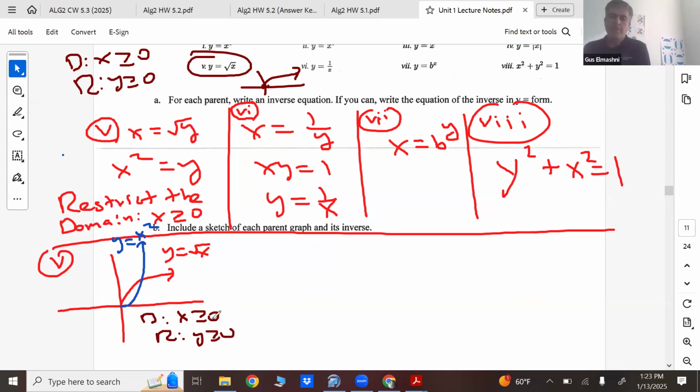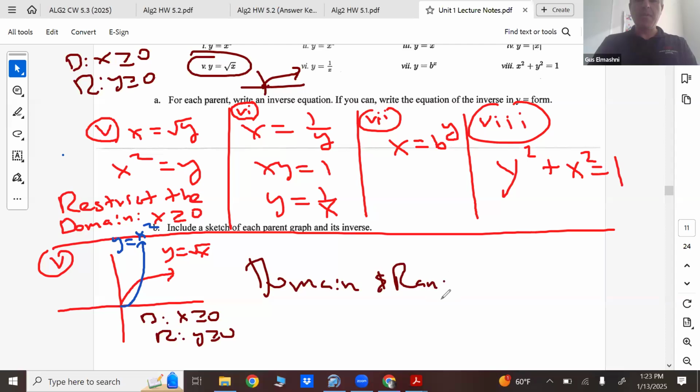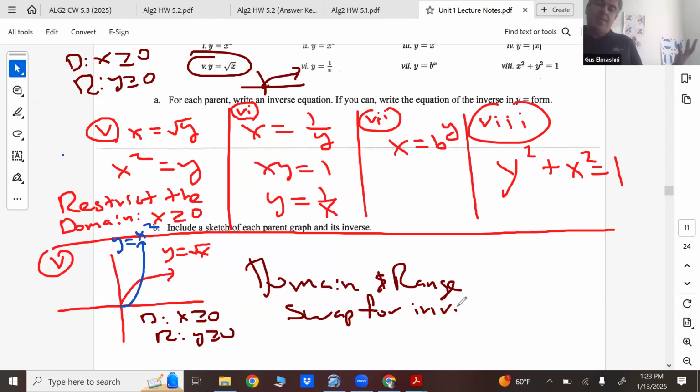So the key thing is that the domain and range swap for the inverse. Wherever we get for the original, you swap it for the inverse, meaning that we're going to have to go with greater than or equal to 0 for the y equals x squared graph. We have no choice. And y equals x goes right through the middle. So that makes sense. Okay, cool.